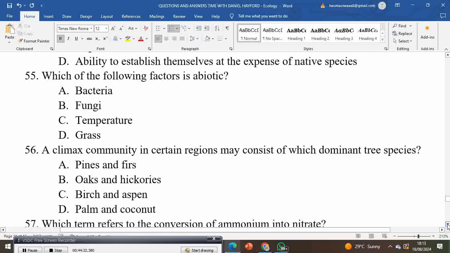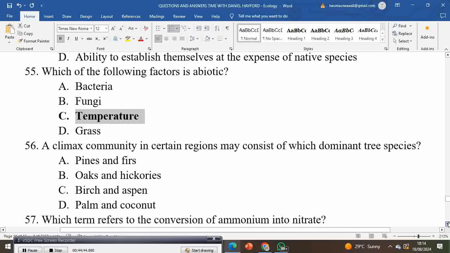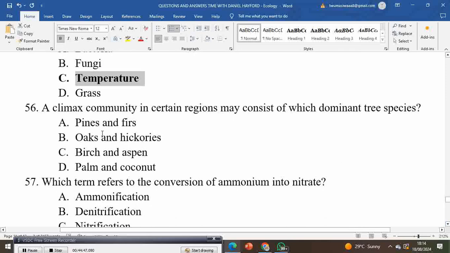Question number 55. We combine 55 and 56. Which of the following factors is abiotic? A, bacteria; B, fungi; C, temperature; and D, grass. So which one is abiotic? Temperature is abiotic. The rest are biotic, living.